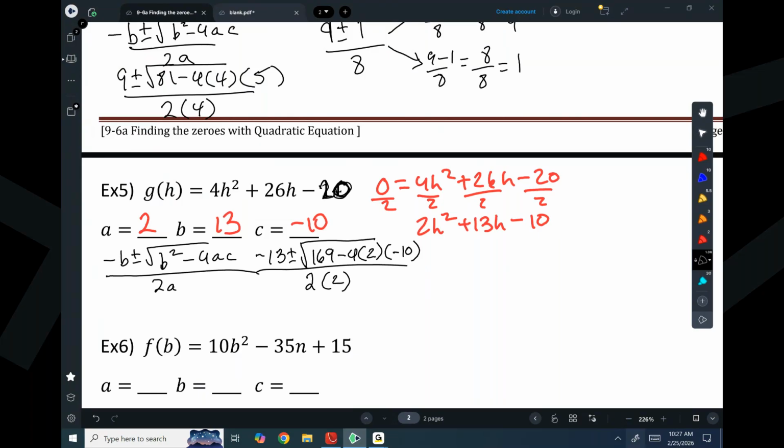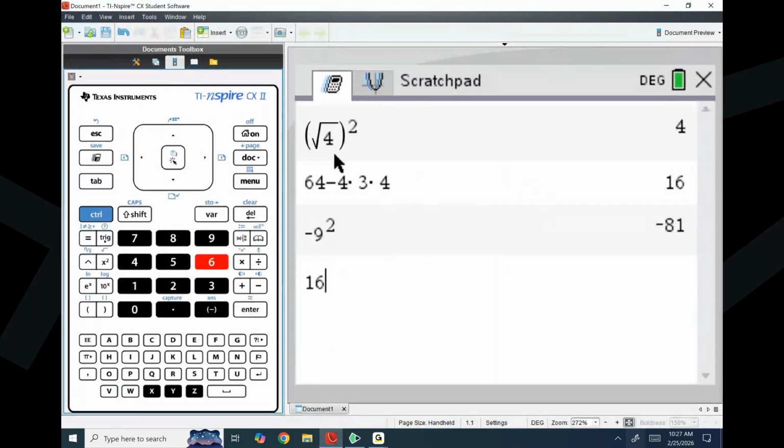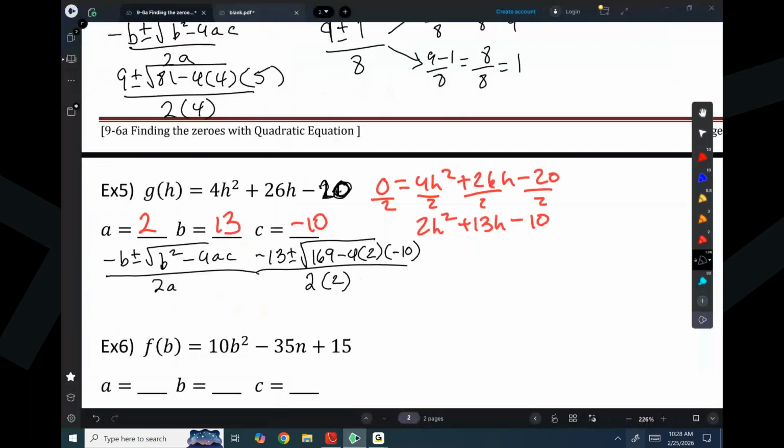We good? Right there, grab a calculator. This is not a crunching of math problem. 169 minus what? 4 times, help me out, what was it? 4 times 2 times -10. 249. So this becomes -13 plus or minus the square root of 249 over 4.